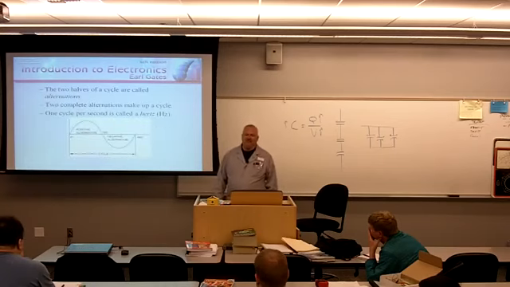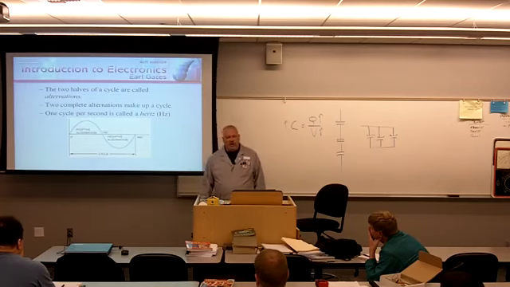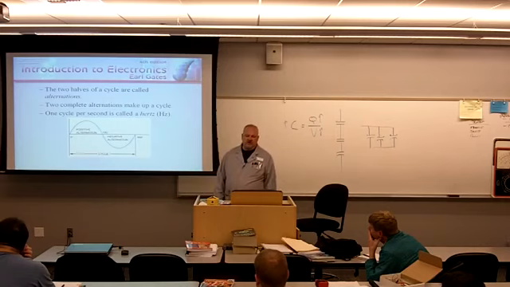The two halves of the cycle are called alternations. Two complete alternations make up a cycle. One cycle per second is called the hertz.